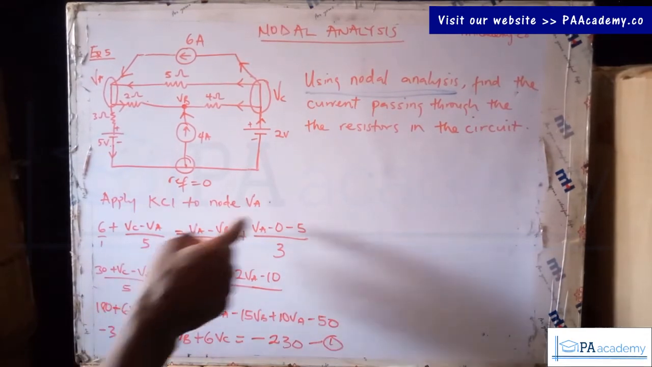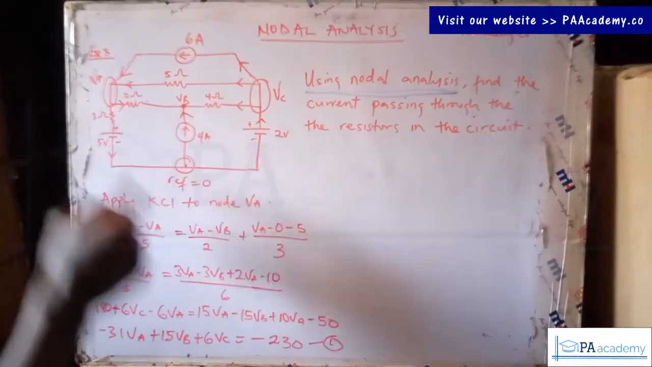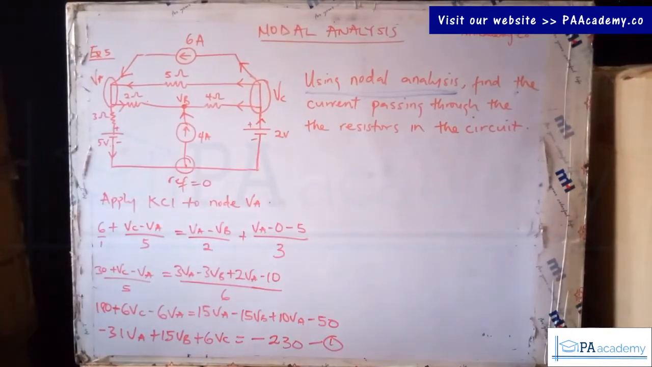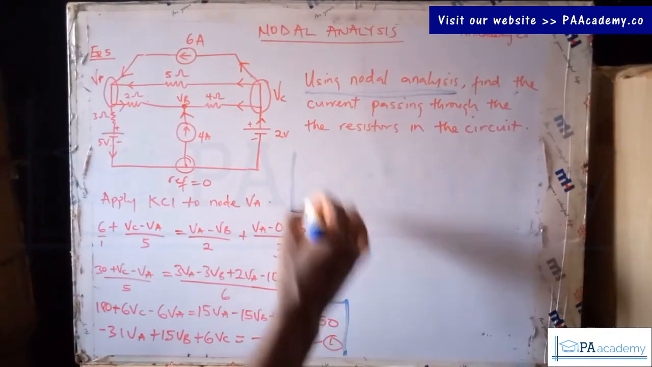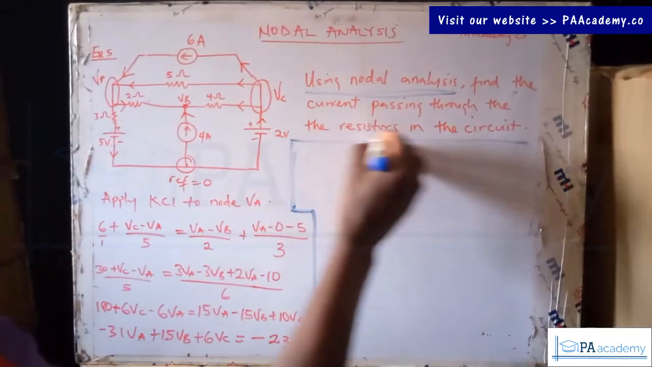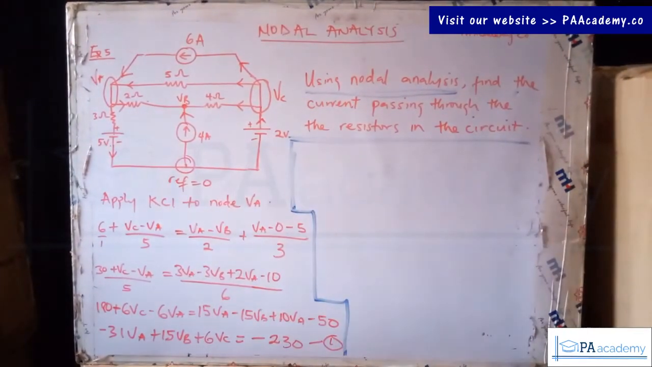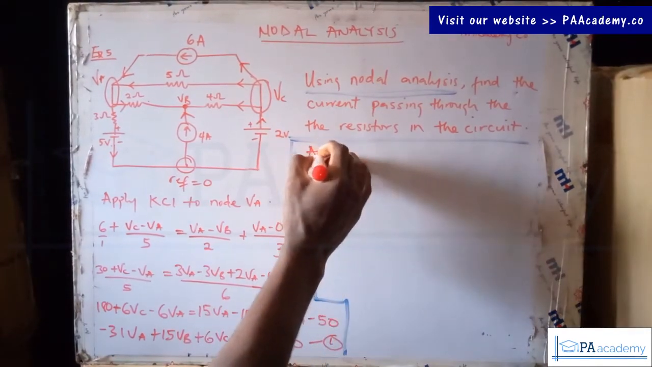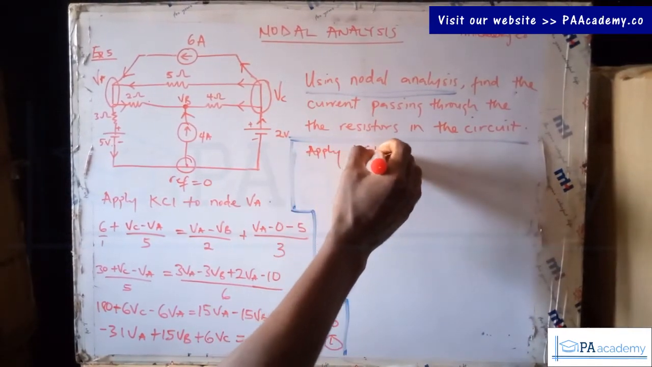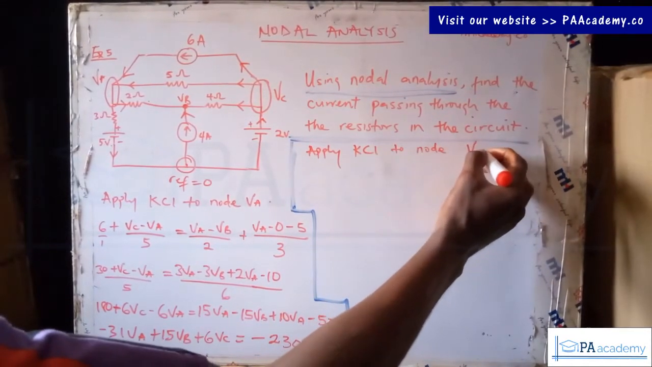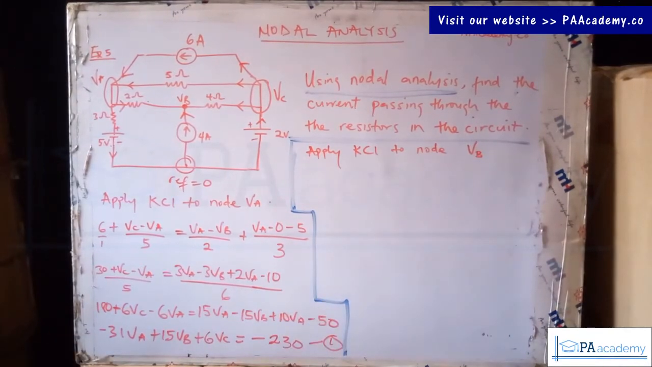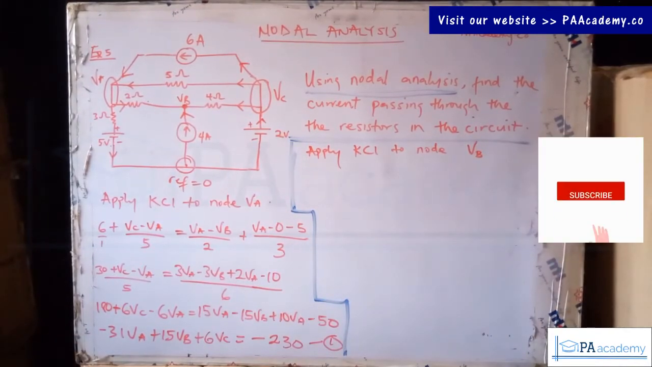So when we apply KCL to node VA, we arrive at this equation. So now what we are going to do is we are also going to apply KCL to node VB. Don't forget I said I'm going to be giving you one important tip as we continue in this example. Alright, so the same thing.